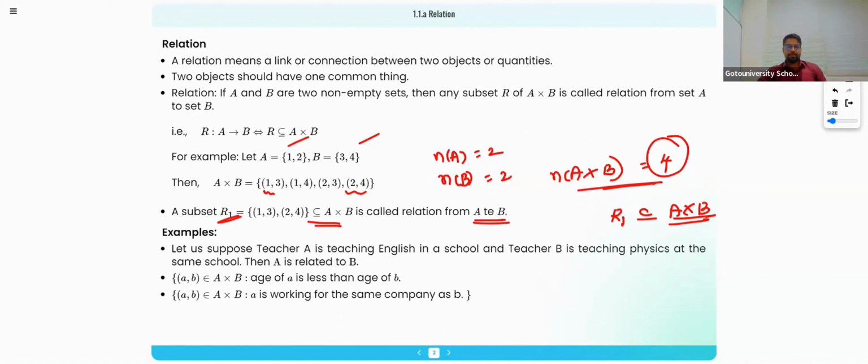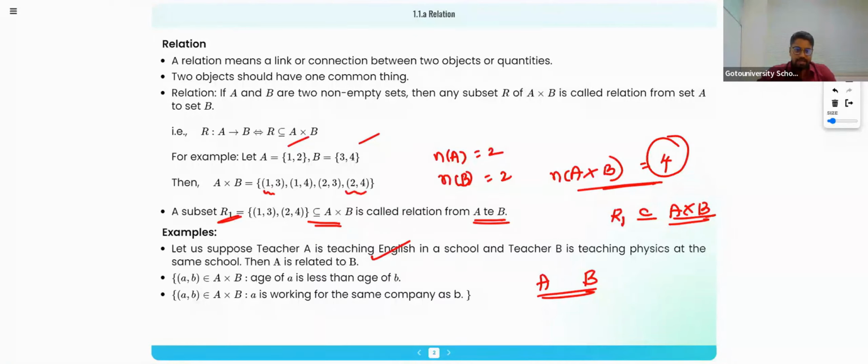So there is an example, we can check this. Let me read the example quickly. Let us suppose teacher A is teaching English in a school and teacher B is teaching physics at the same school. Now what can be the relation between A and B, right? So A and B work in the same school. That is a relation. That's an example, right?